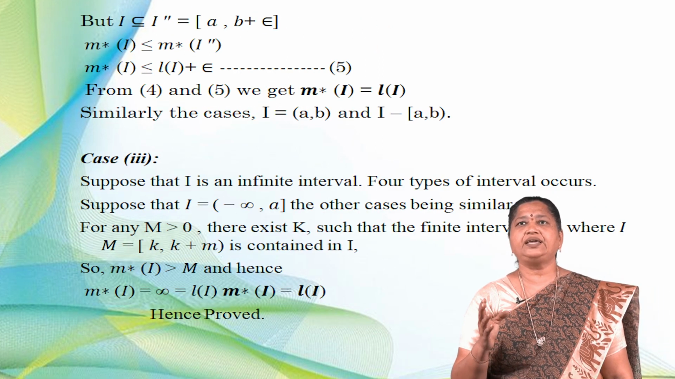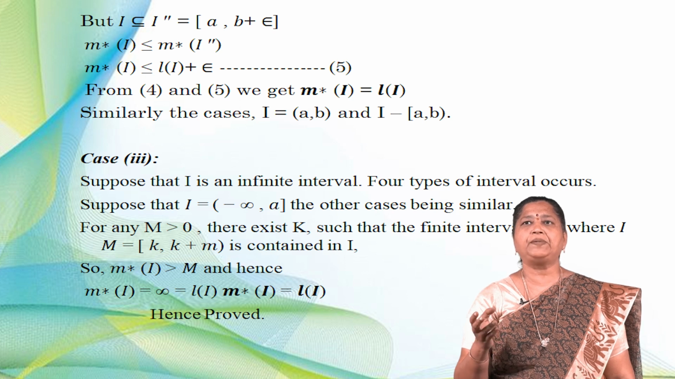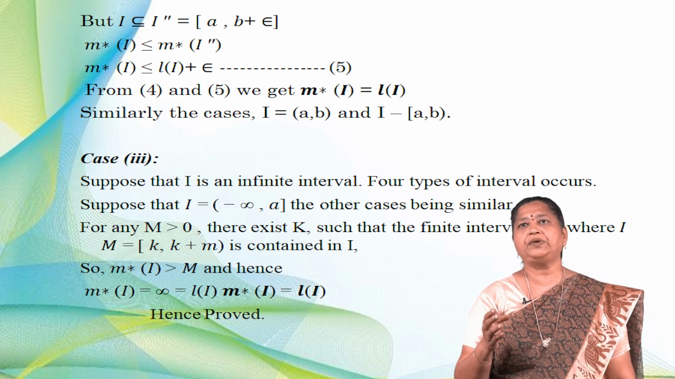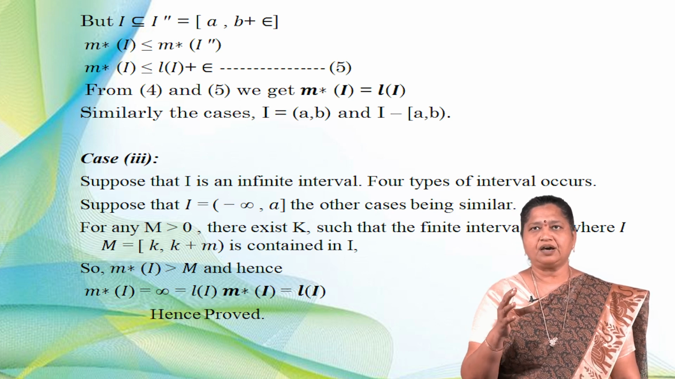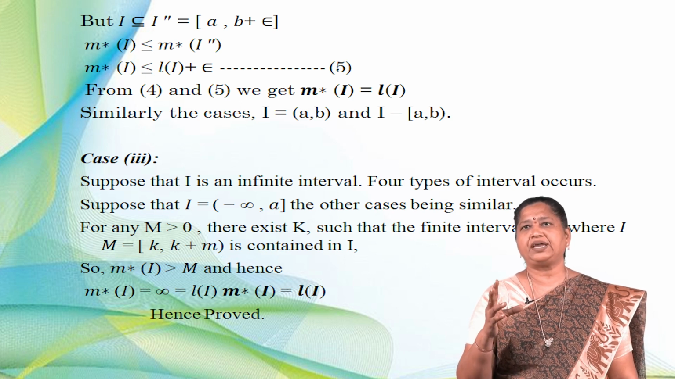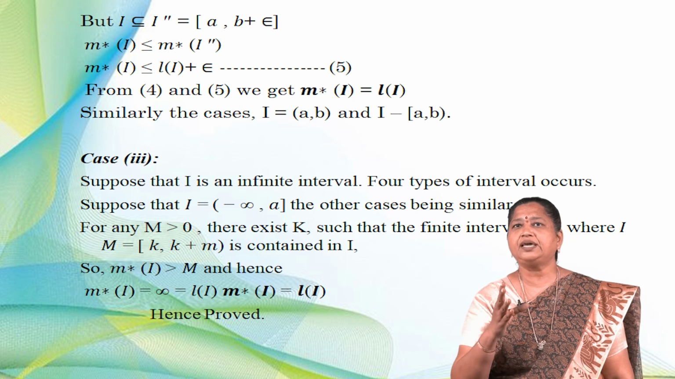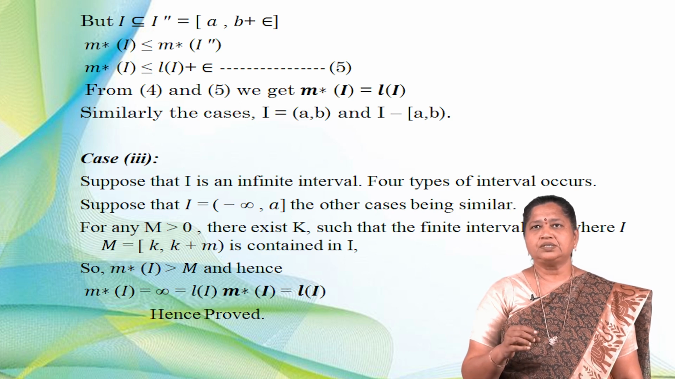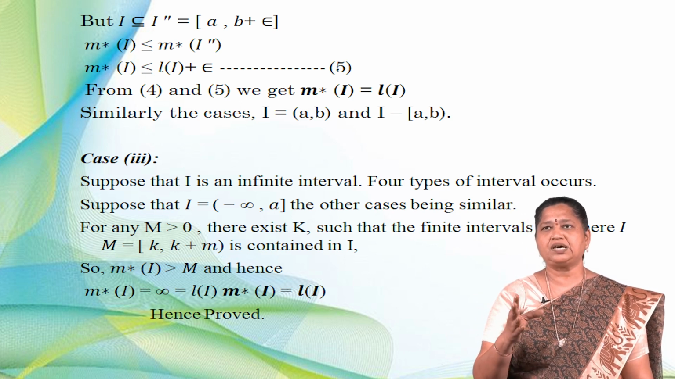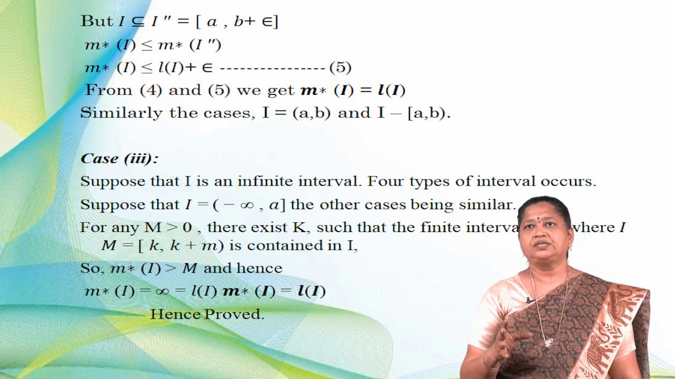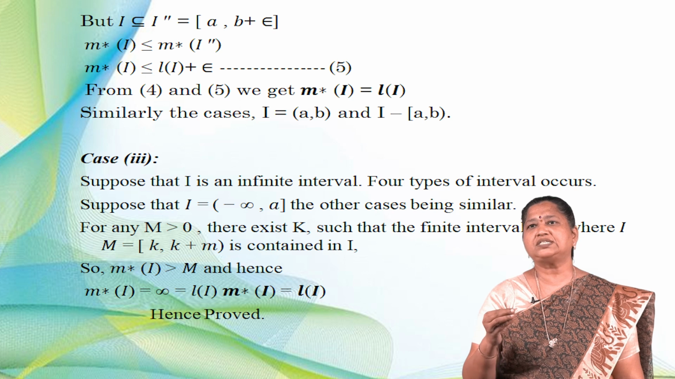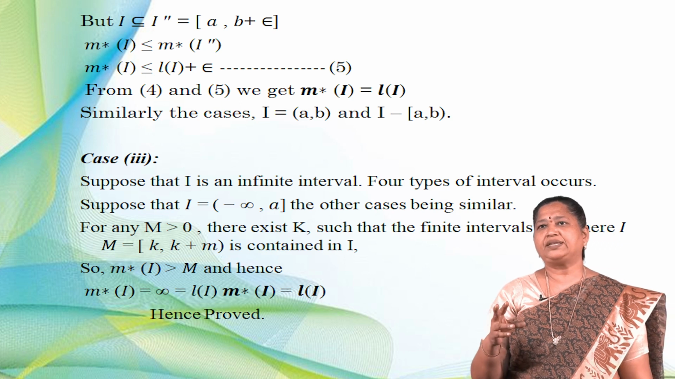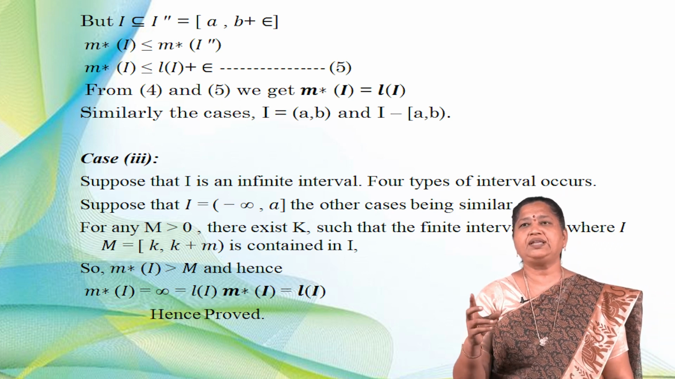But I is contained in another interval, that is a comma b plus epsilon. We will create another interval, I double dash, equal to a comma b plus epsilon. So m star of I is less than or equal to m star of I double dash. From this we will say that m star of I is less than or equal to L of I plus epsilon, that is equation 5. So from 4 and 5 we will say that m star of I is equal to L of I. In a similar way we will handle I equal to the open interval a comma b, and then I equal to the half open interval a comma b.